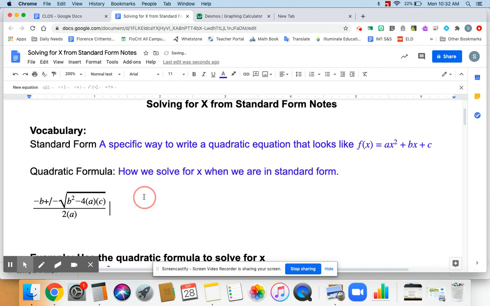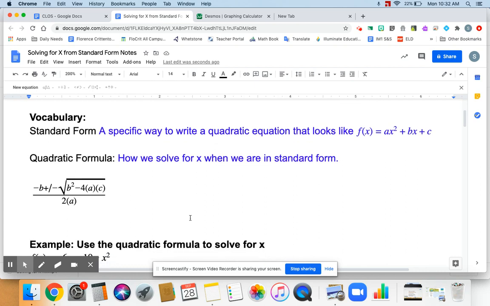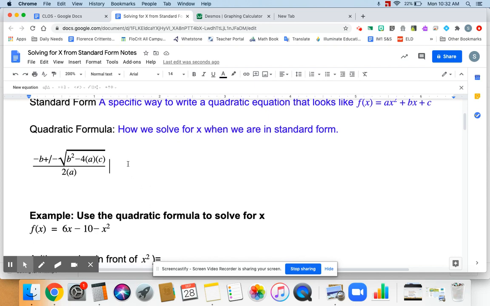It's just a formula that some guy created. And he said, if it's in standard form to solve for x, this formula always works. There's a long proof that proves why it will always work, and we don't need to get into that right now. Just know that this is the formula, and this is what you use when you're in standard form to solve for x.